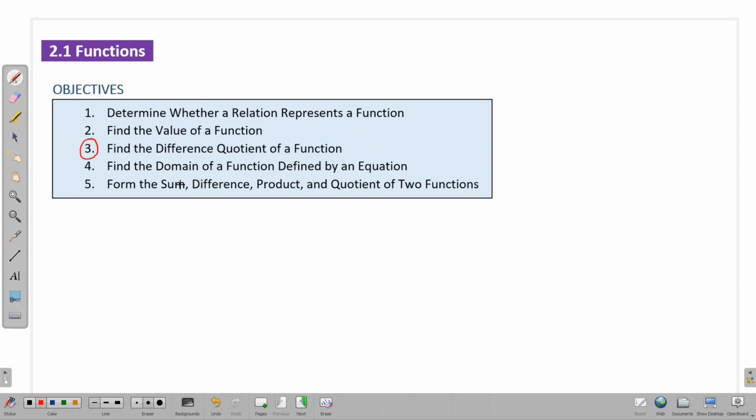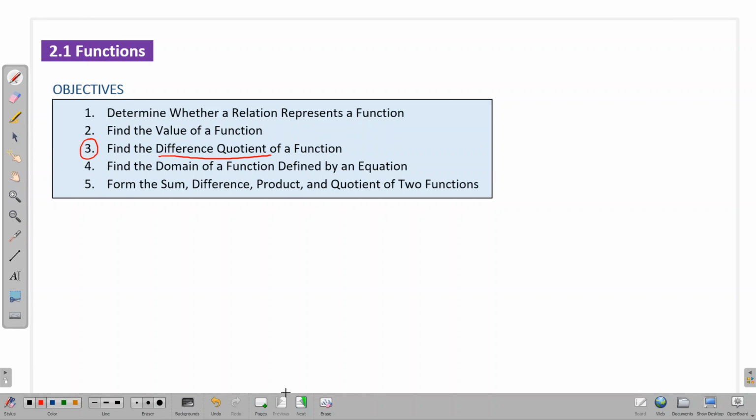We did all of these things last year, but there are some examples, I think, in this section that are a little bit trickier than what we did last year. So if you're going to skip forward to anything, this is the thing you want to make sure you pay close attention to. So let's start with the first objective though, just determining whether a relation represents a function.